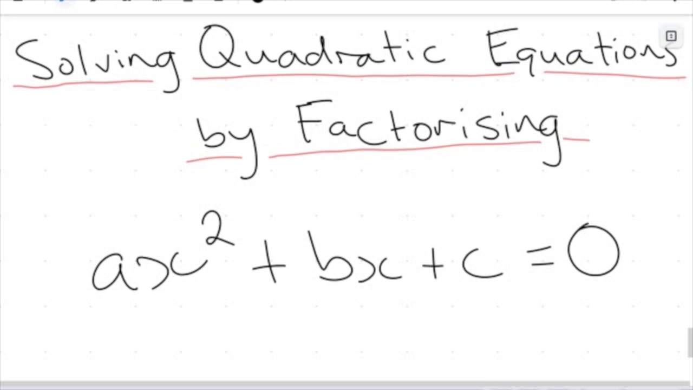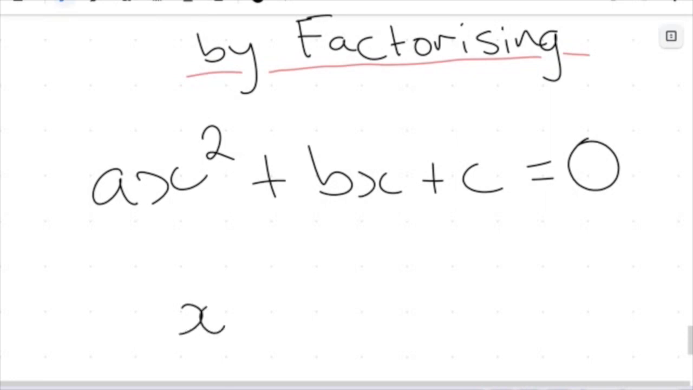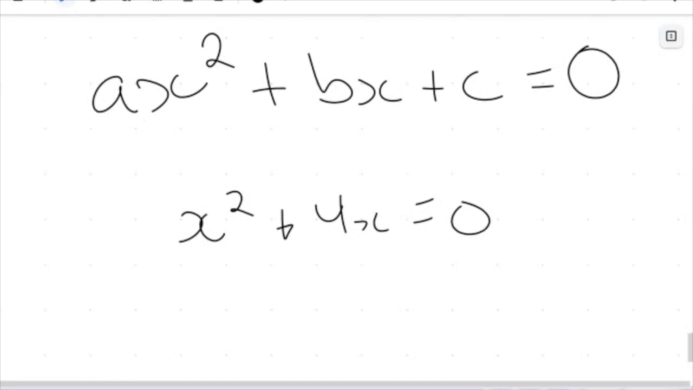Now you may have noticed that in the previous video, the quadratic equations we were working through solving, the expressions on the left hand side, in every case had only two terms. It'd be something like x squared plus 4x equals 0. We solved one like this, or x squared minus 9 equals 0.